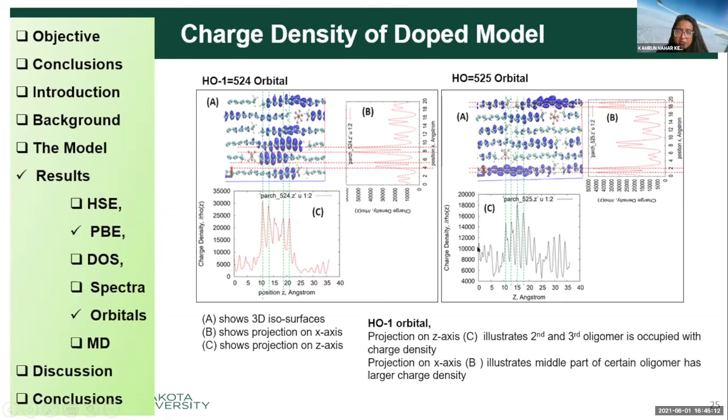And similar things happened in the HOMO orbital as well, like doping actually affects the charge density. So that's why here in the Z projection on the Z axis, we are able to see the highest peak in the middle, and there is also a highest peak, which means some more charge density at the edge of the box in the X direction.